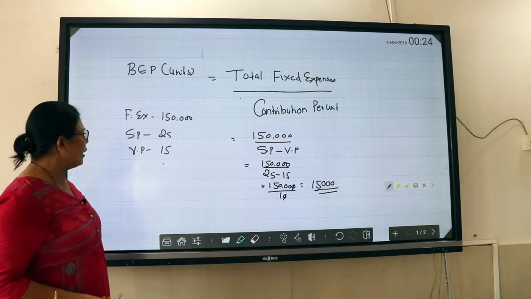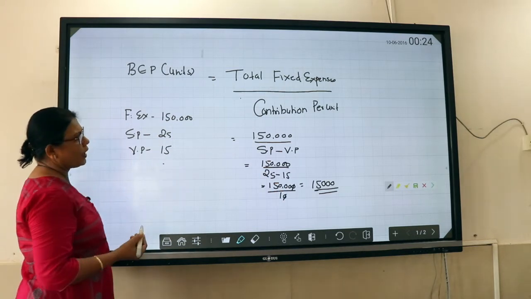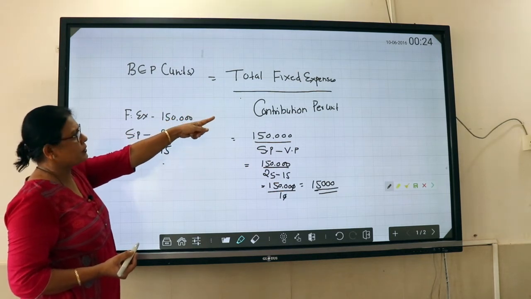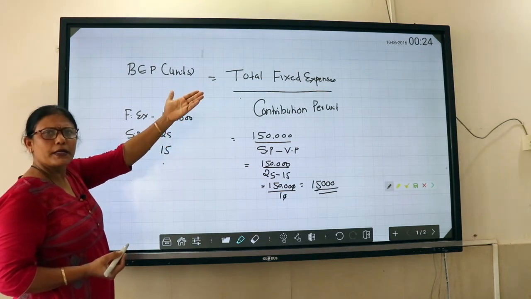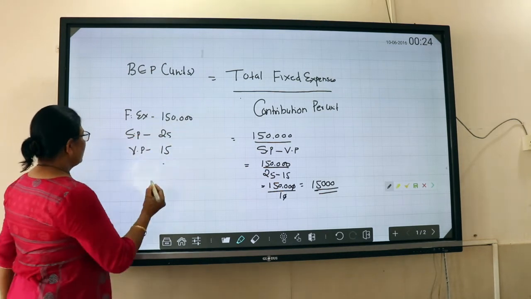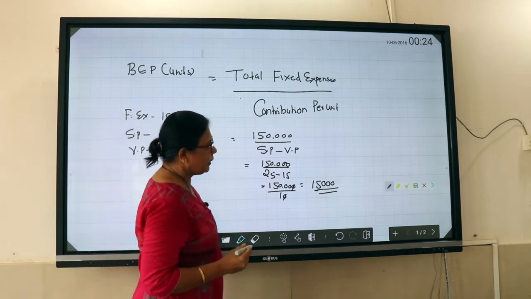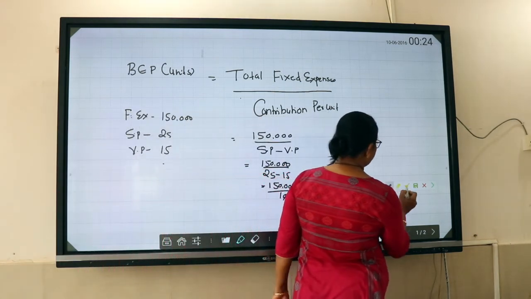Now I have to do it in value. Value also I can do. What I have to do? I have to take the break even point, same formula, total fixed expenses, contribution per unit into selling price. So basically it is talking about this. So we can take the same example and calculate break even point in value. Okay, let us do that.